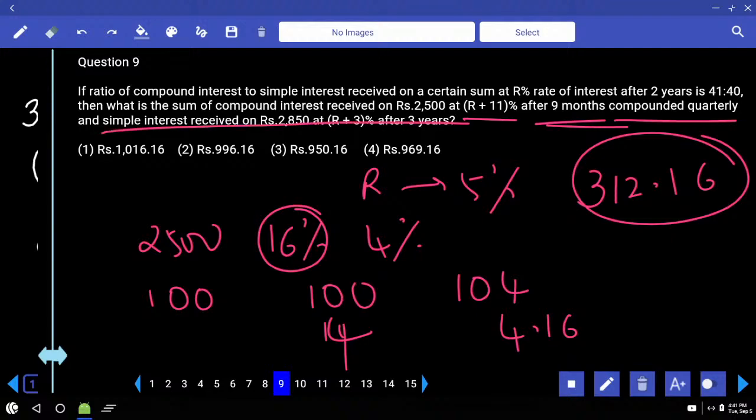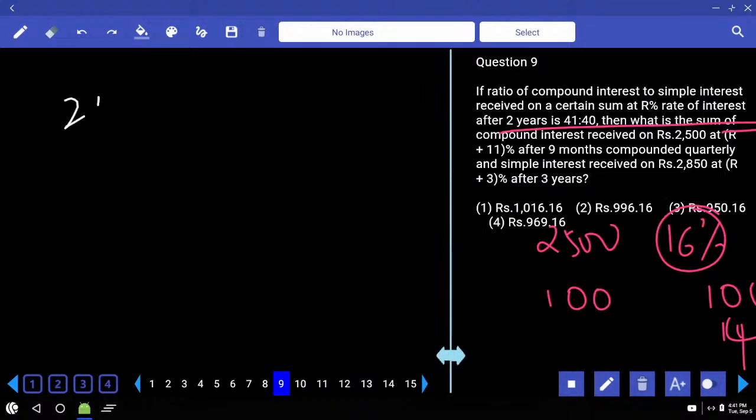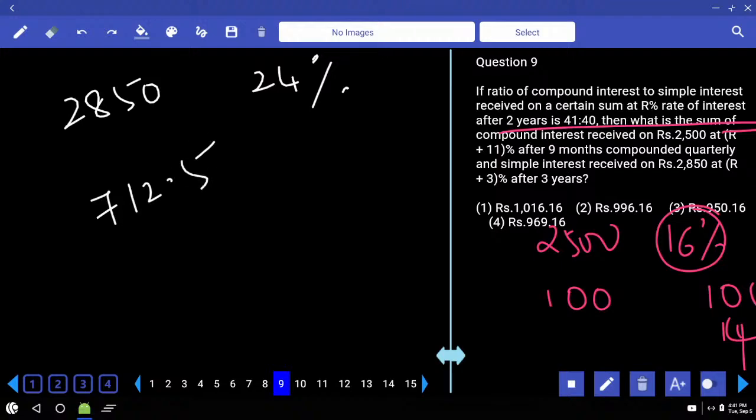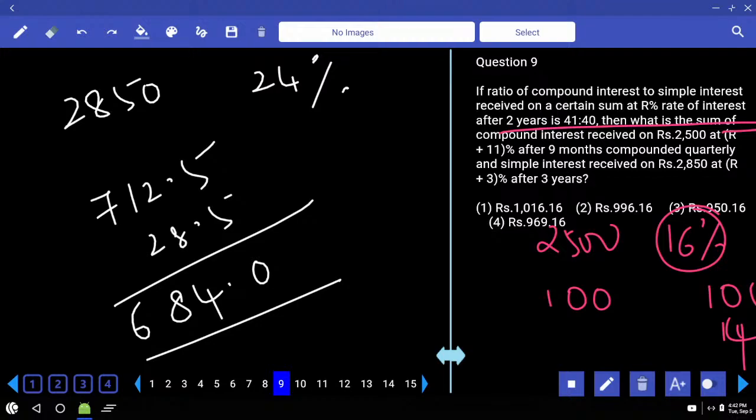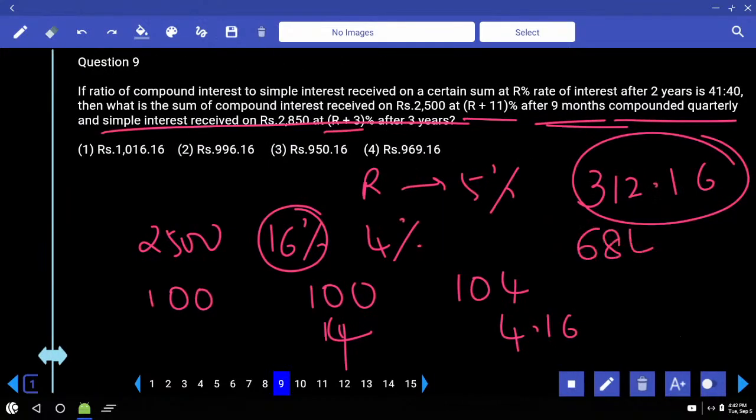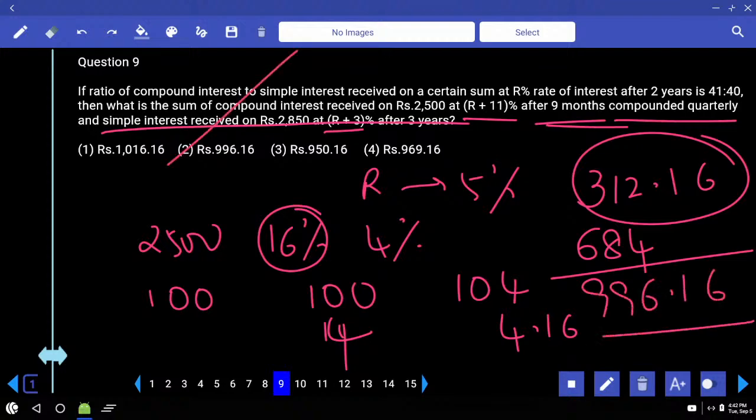Simple interest received on 2850, R plus 3 means 8%. 8 into 3 is 24%. 24% on 2850. That is 25% is 712.5, isn't it? 1% is 28.5. Understood or not? So the interest accrued is 684. If you add here, the total interest will be 996.16. Option 2 is the correct answer.